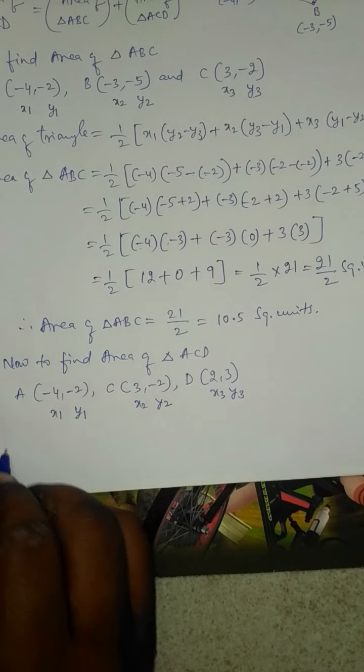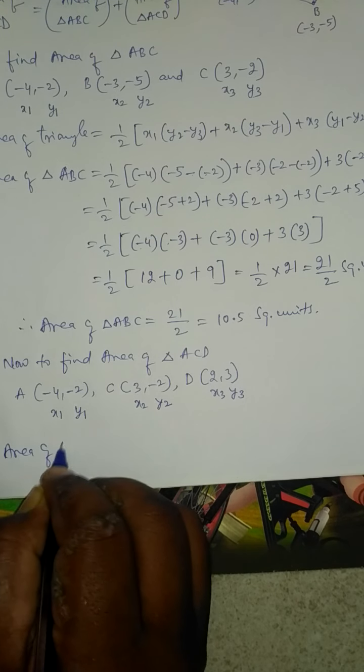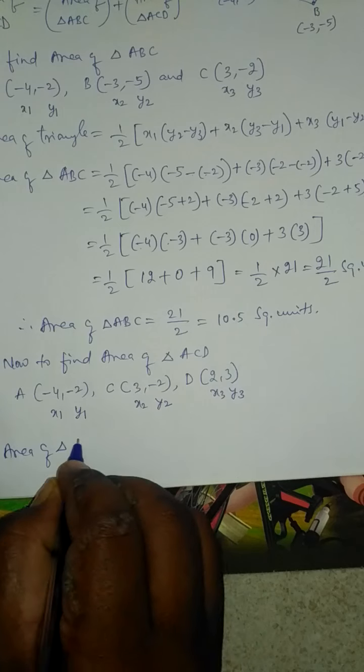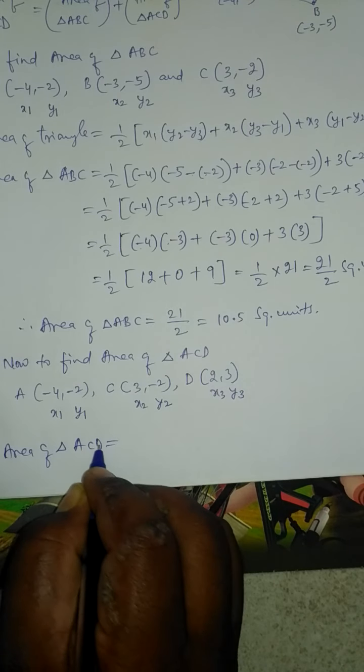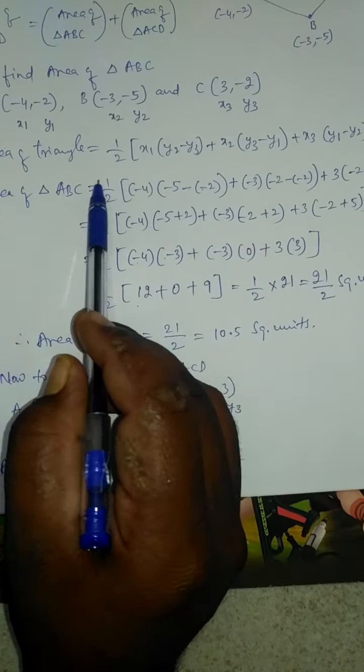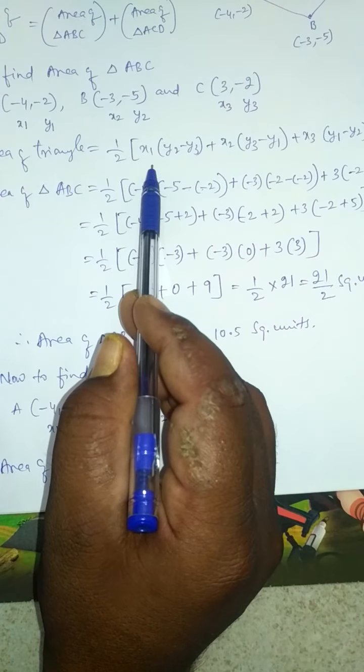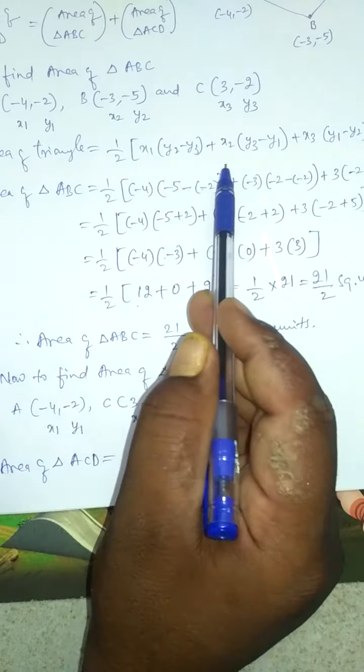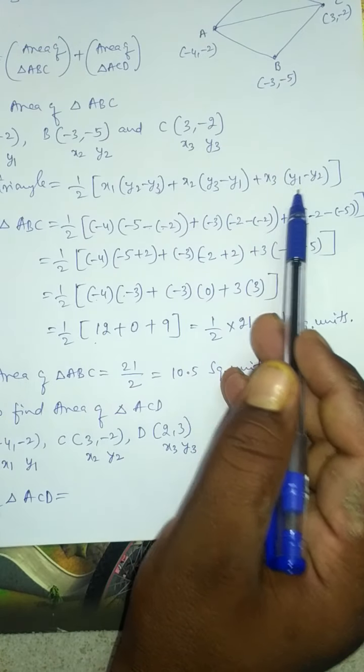So now what our formula says, area of triangle ACD is equal to, what the area of triangle formula says, here already I wrote, area of triangle is equal to half into x1 into (y2 minus y3) plus x2 into (y3 minus y1) plus x3 into (y1 minus y2).